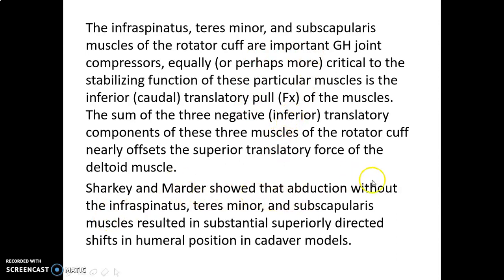Sharkey and Marder showed that abduction without the infraspinatus, teres minor, and subscapularis muscles resulted in substantial superiorly directed shifts in the humeral position in a cadaver model. So it is very obvious, after discussing the importance of the ITS muscles, that if these three muscles are not acting properly, the deltoid will overact, and that will cause a superior translation, and that is pathological.